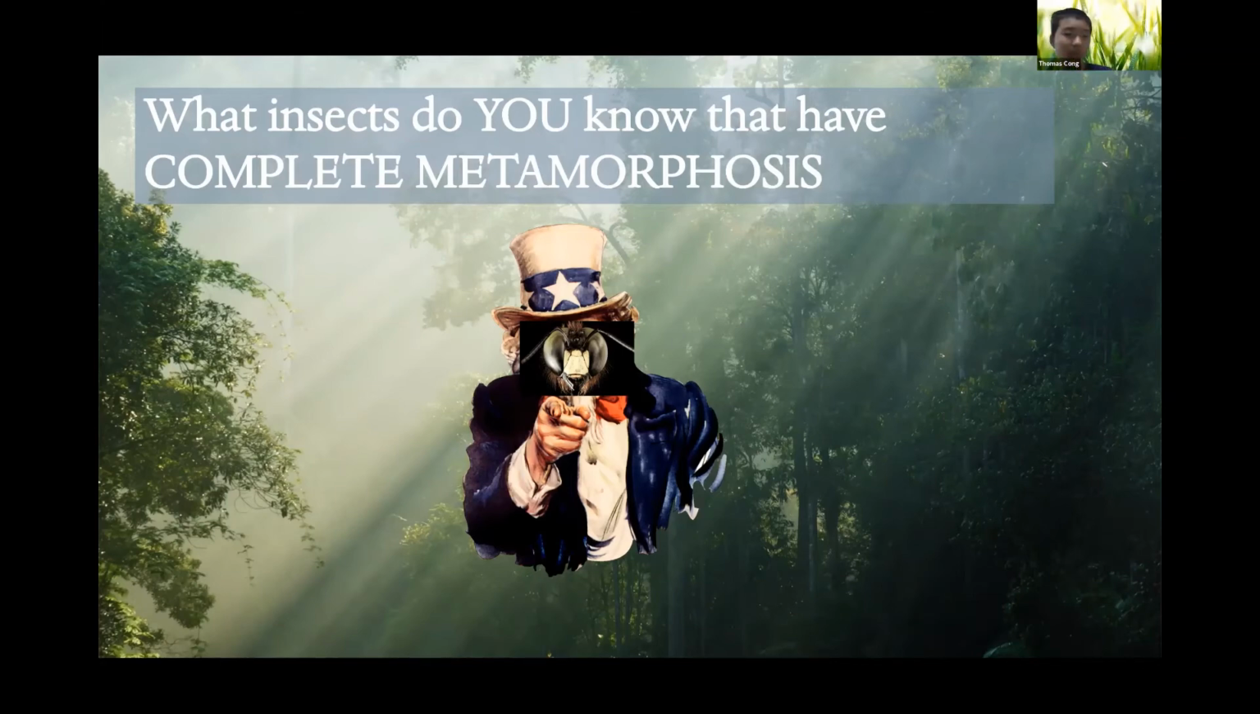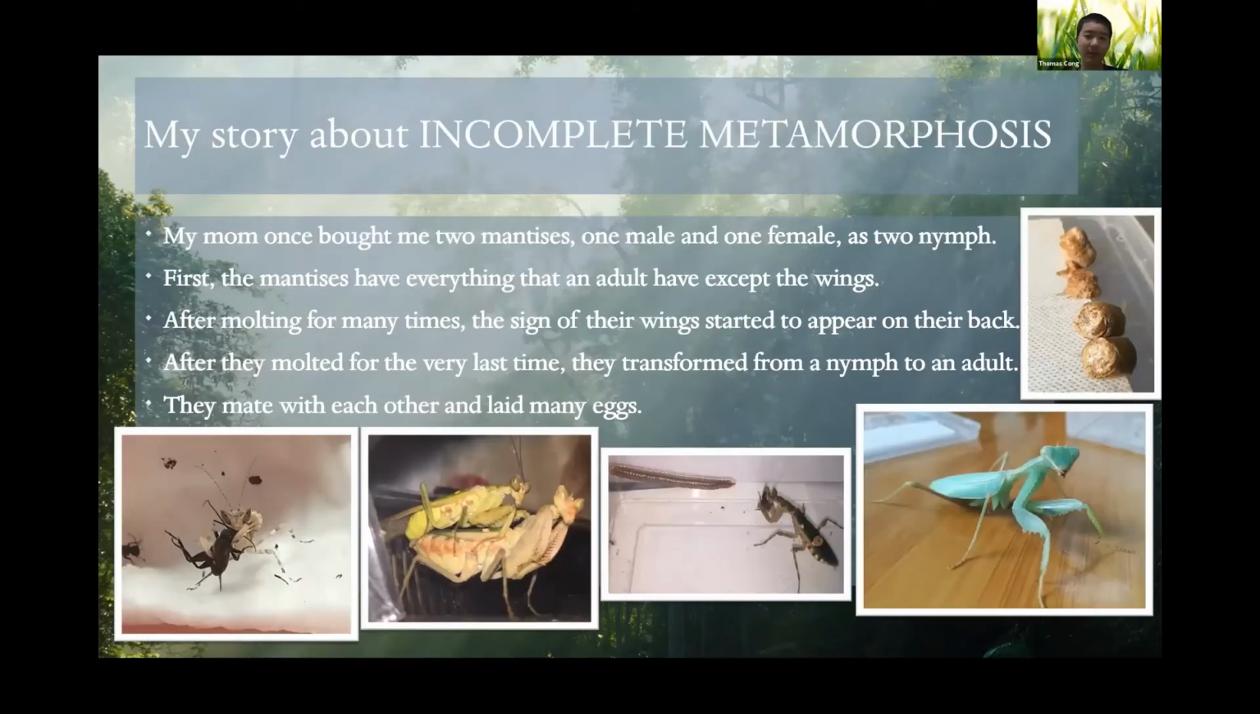So now I'm going to talk about my story about incomplete metamorphosis. So once my mom bought me two mantises, one male and one female, as two nymphs. So just as a reminder, nymph was a sign that it's an incomplete metamorphosis insect, and it's the stage where they look just like the adult but without wings. So first, the mantises have everything that adults have except the wings.